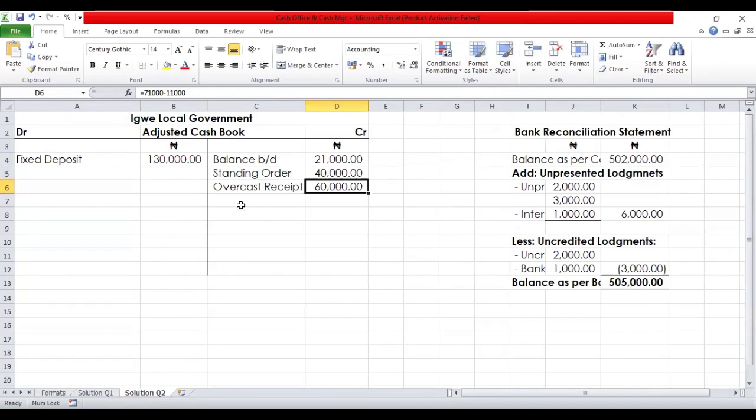What's the next transaction? Bank charges of 1,100 shown in the bank statement. How much is the bank charges? 1,100. That's all.